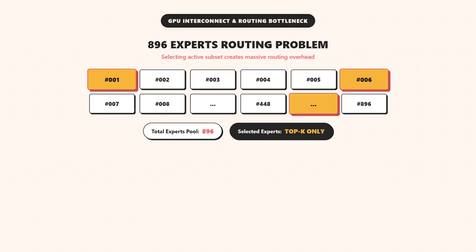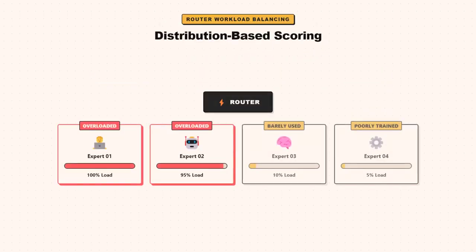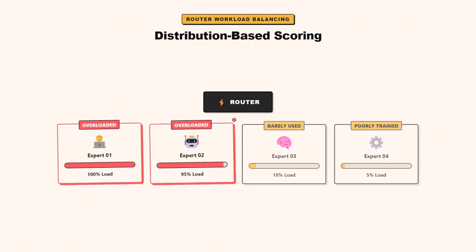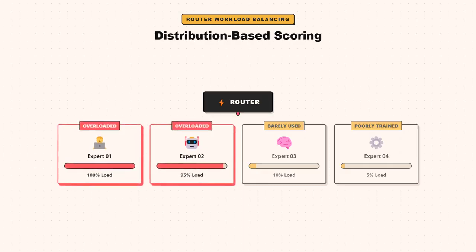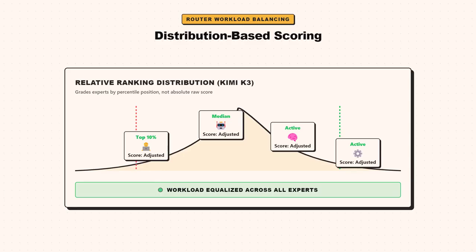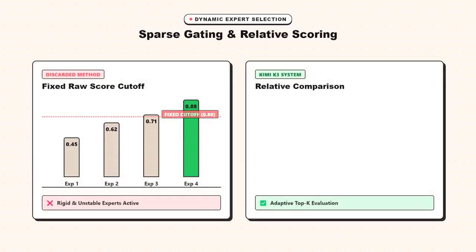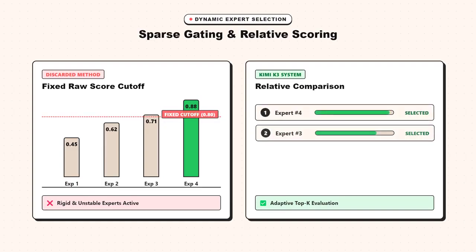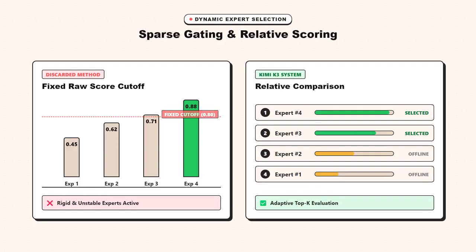Routing becomes difficult when you have 896 possible experts but choose only 16. The router has to keep the workload balanced. If it repeatedly selects the same small group, those experts become overloaded while other experts are barely used or poorly trained. Kimi K3 uses a balancing method based on the distribution of router scores. A useful way to picture it is grading experts by their relative position in the group rather than trusting one fixed raw score. Instead of saying, every expert above this exact number gets selected, the system compares how each expert scored relative to the others.